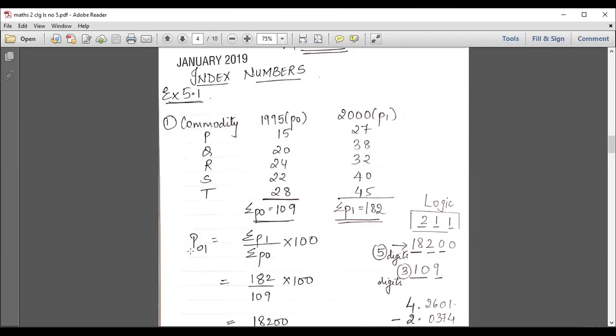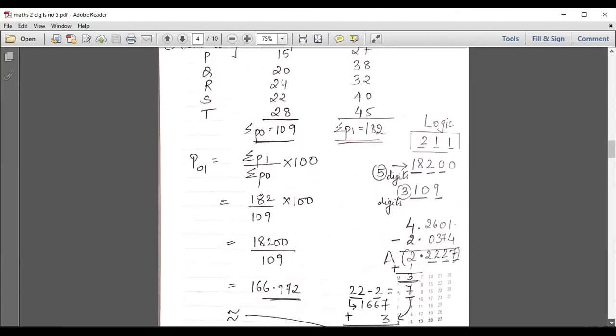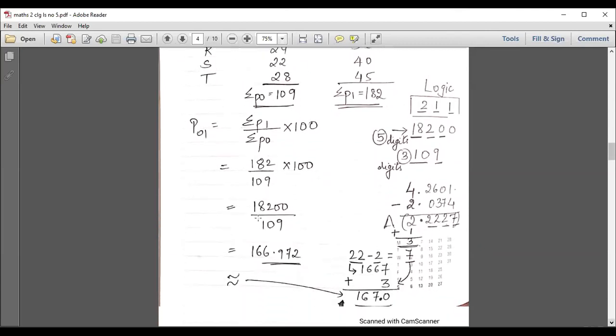Then we put the formula: P01, that is the price index number, is equal to summation P1 upon summation P0 into 100. Keep in mind this is very important, into 100, because index numbers are expressed in terms of percentage. So the total of P1 is 182, as you can see, upon the total of P0, 109, into 100.